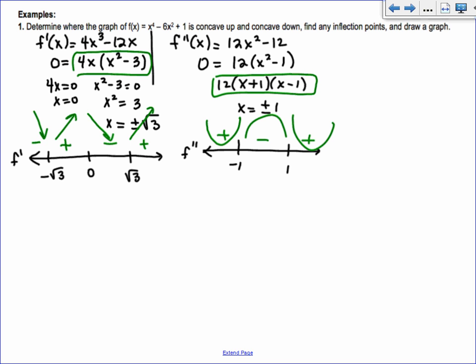Does that make sense based on the graph? Yeah. Right, up, down, up, if it's a W shape. It makes sense, so we're good.